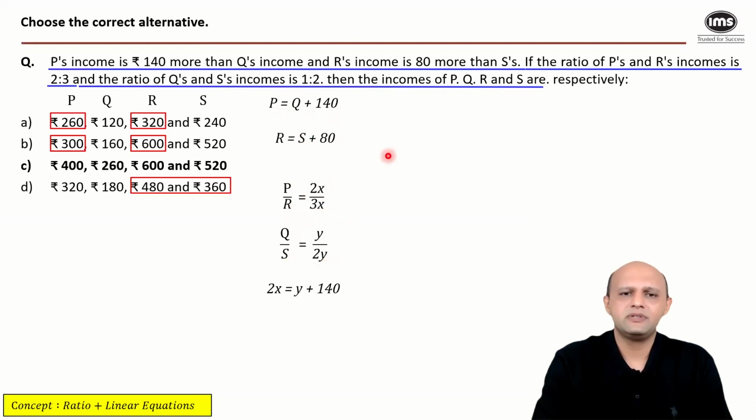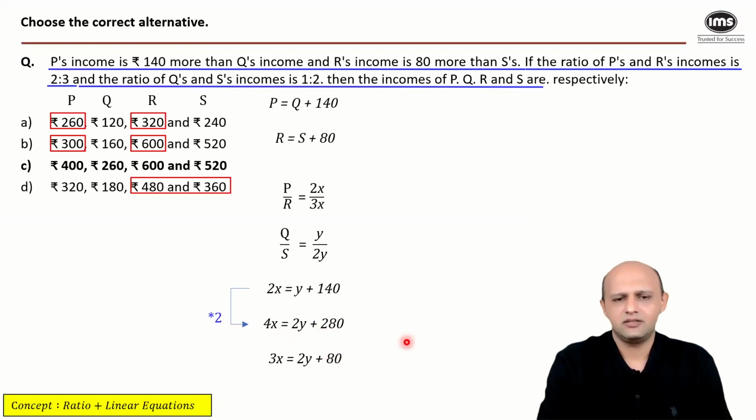Now, if you frame this in a two equation, two variable setup, you get 2x is equal to y plus 140 and 3x is equal to y plus 2y plus 80. Multiply the first equation by 2, you get 4x is equal to 2y plus 280. Now you've got two equations here. Can you eliminate y? Yes, you can. How? Just subtract the previous equation from the newly generated equation. What do you get? The two y's cancel, and therefore you're left with x equal to 200.